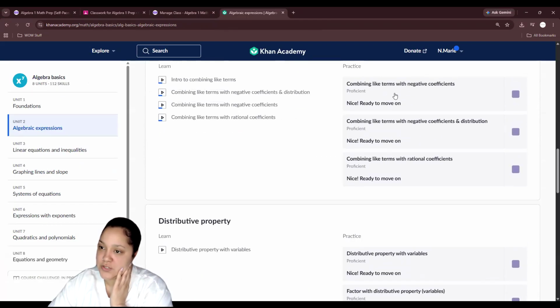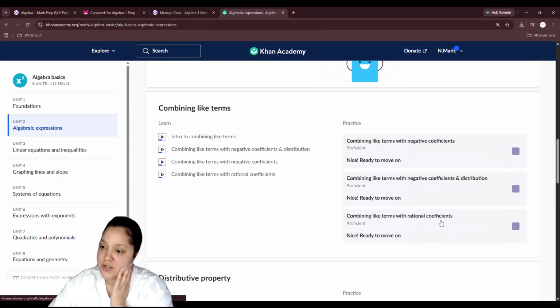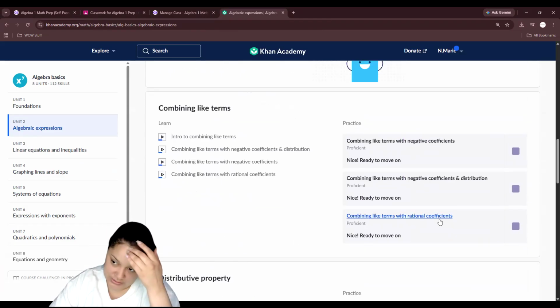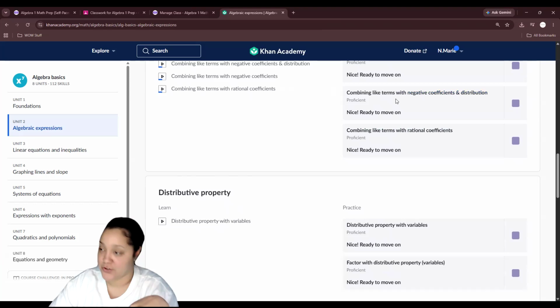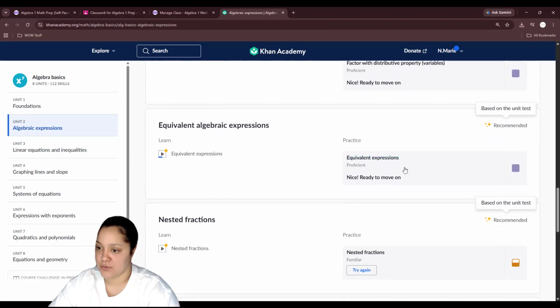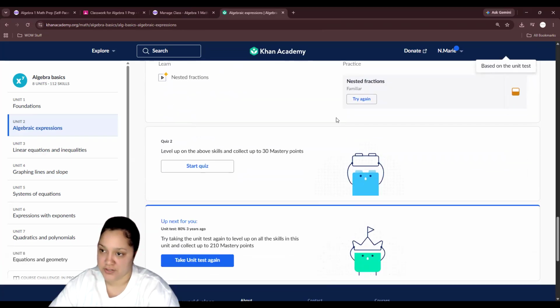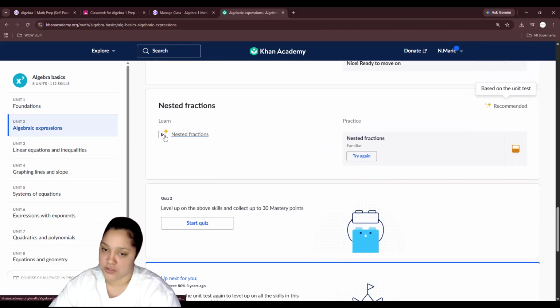So make sure you practice. You're combining like terms, distributive property, factoring, practicing with fractions and decimals, and combining like terms and distributive property in one problem. And then you go on to equivalent expressions. Skip nested fractions. Feel free to do them if you want. You can watch the video on Khan Academy, but it's not required.